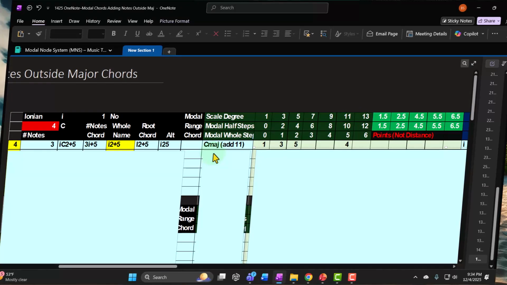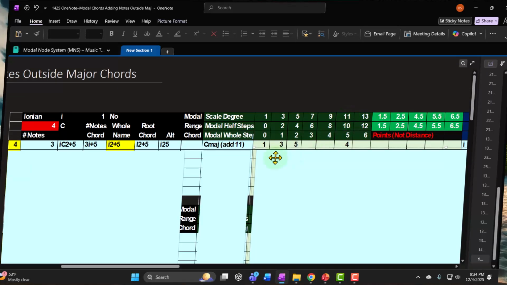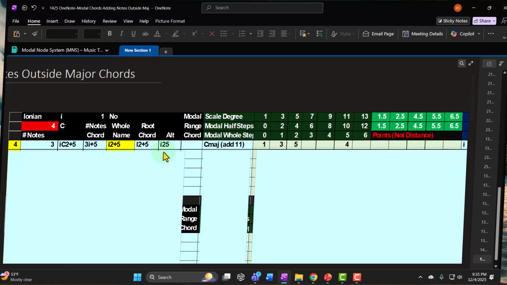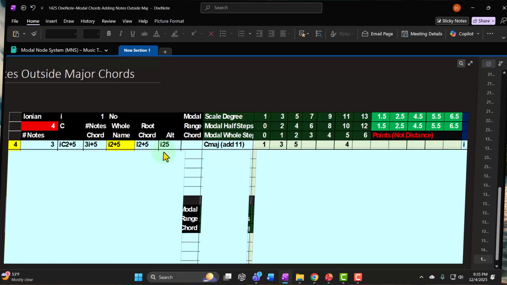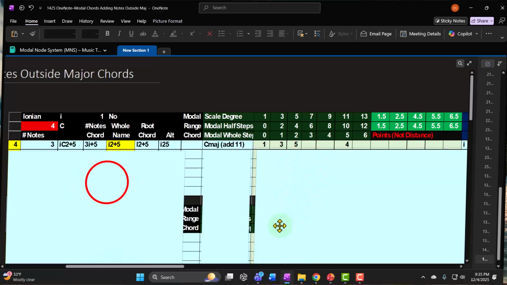Normal naming would be a C major add 11, because it's the 11th distance from a scale degree standpoint. Now, if I want to shorten that down, I could just call it an I2-5. Why? Because there's not more than 10 digits. Therefore, I don't really need anything between the 2 and the 5 to distinguish. It's an I2 modal whole step, and then 5 modal whole step is being added to it after that point. That would be the cleanest way to kind of name that system.